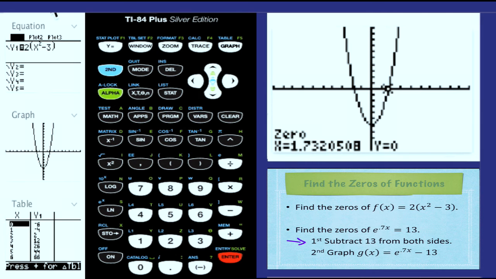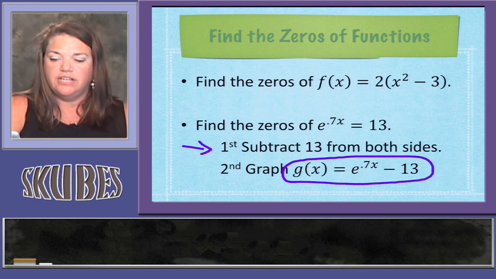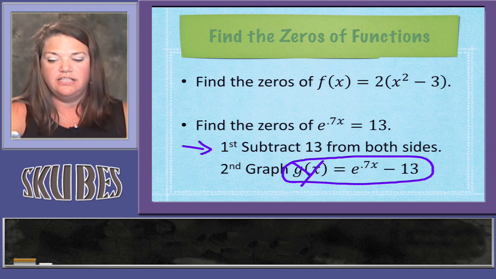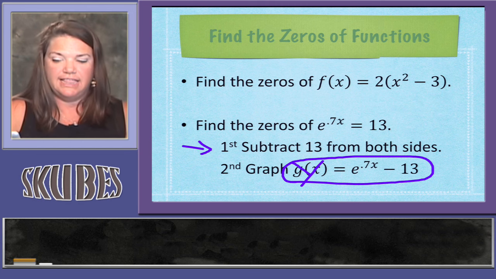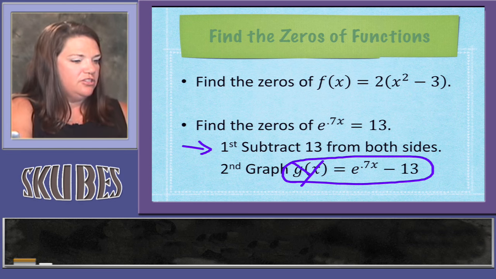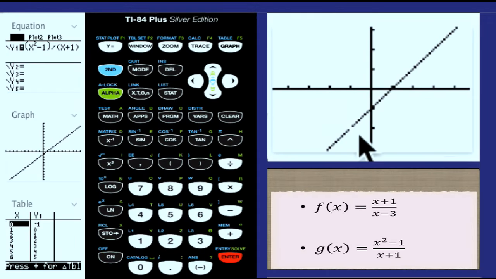But as far as the calculator goes, we need to understand that g of x is the same thing as y. So we're just going to use this. I just type in over g of x and saying y equals e to the 0.7x minus 13. That is the equation that I'm going to plug into my calculator or my graphing mode. So let's go back to y equals. Zoom standard for your next graph.